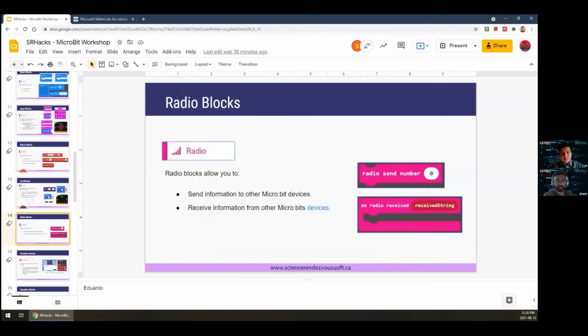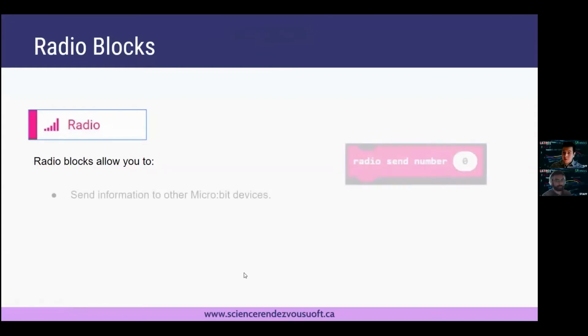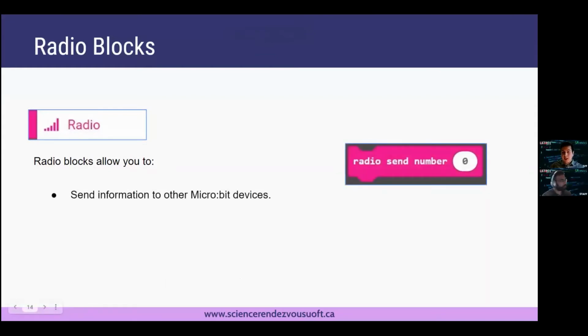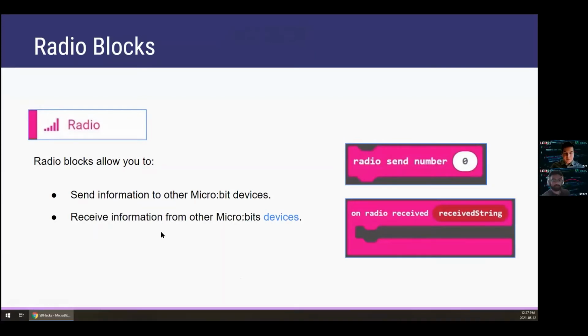So let's check out radios. So radio blocks are super cool because radio blocks actually allow you to interact with another friend if you both have microbits. Because one, it allows you to send information, but it also allows you to receive information back. So let's take an example of the code here.